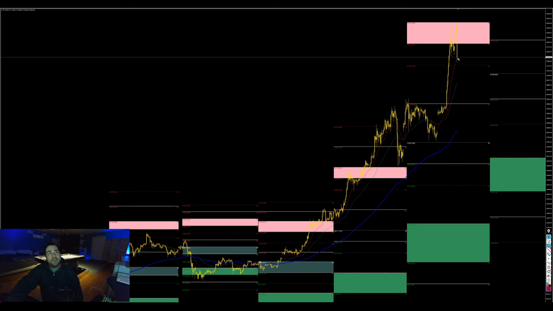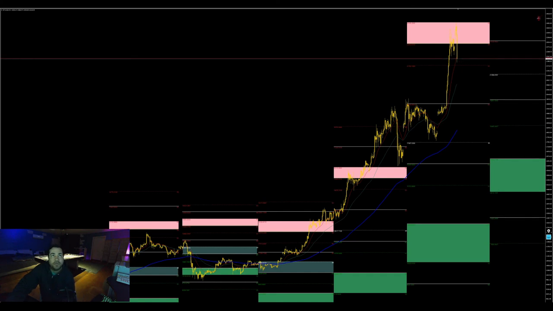But if this 21 holds, then we might even get another leg up. But eventually price does need to crash down to pick up new buy orders, stronger hands. The longer it takes, the harder it falls. So we'd rather these corrections happen sooner than later.